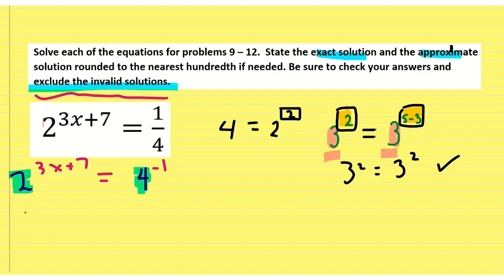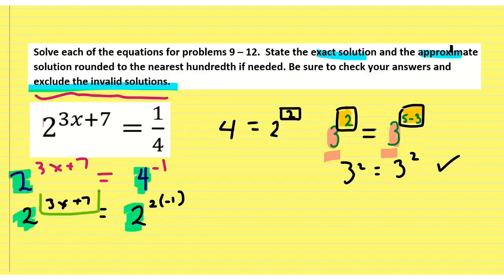So that means that I can rewrite this. Okay, so 2 to the 3x plus 7 is equal to 2 squared, but I still have that negative 1 out there. So now do I have a base of 2 and a base of 2? Yes, I do. And that means that now I can actually set this exponent equal to this exponent and solve for my x right here. There's my x. Okay, so we're going to do that now.